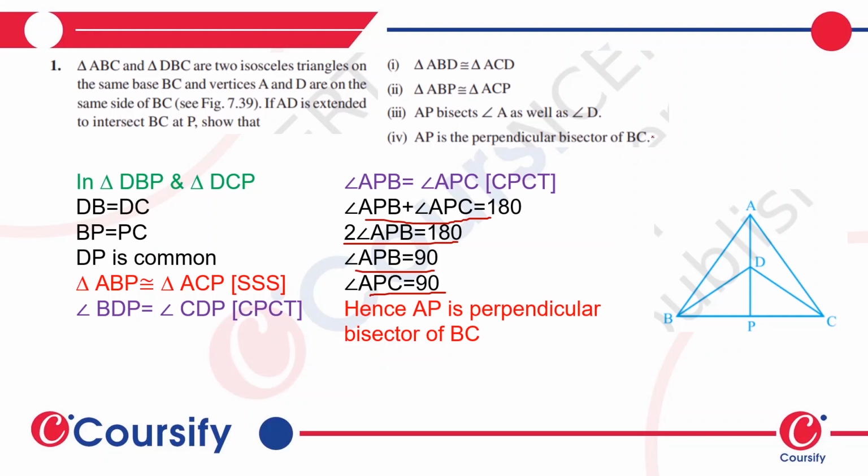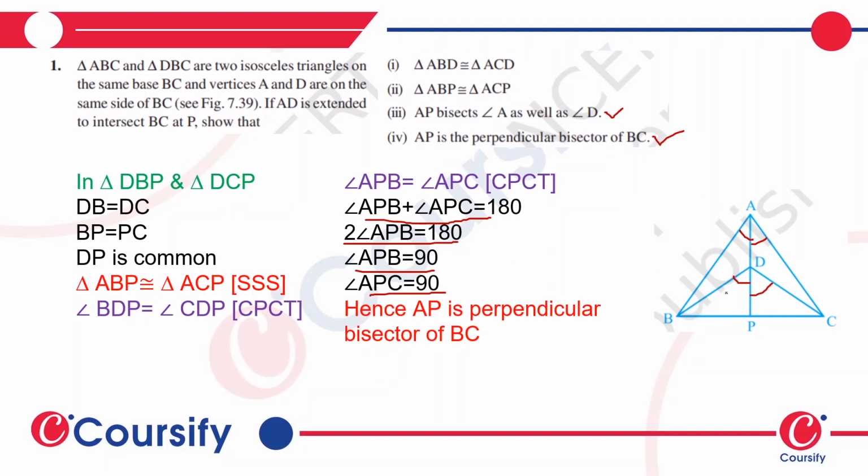We have done this part. So let's prove this part. And we have already proved that angle A is bisected by AP when we proved that this angle equals this angle. So we have to prove that this angle equals this angle for the last thing.